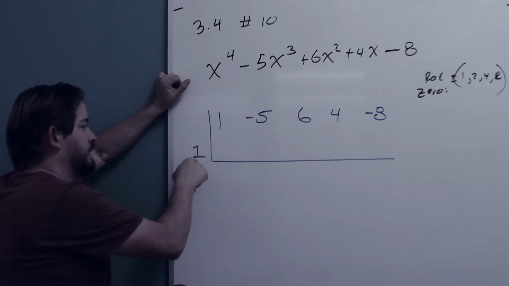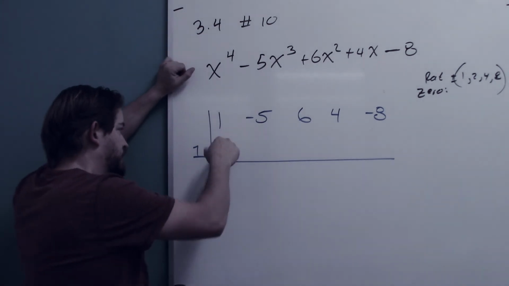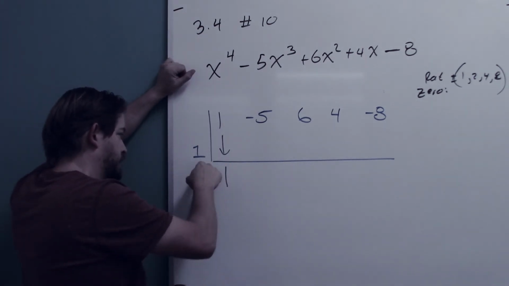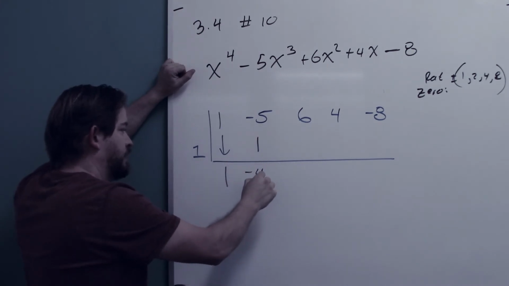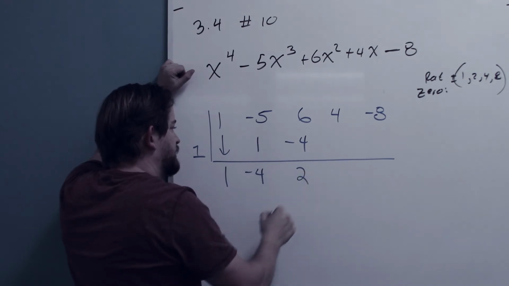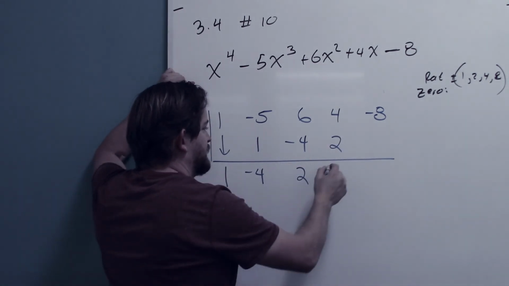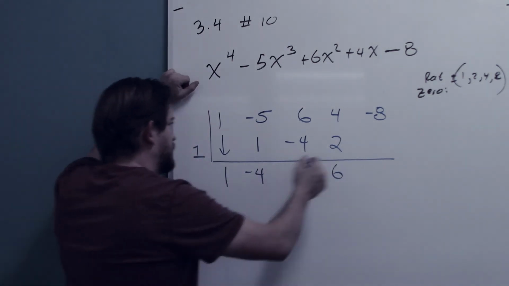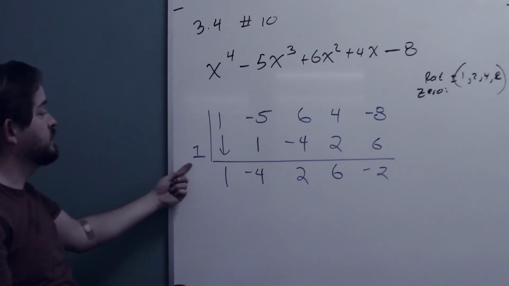I'm going to throw in 1 here. That means I'm trying to divide out a -1, right? So this 1 drops down. 1 times 1 is 1. -5 plus 1 is -4. Times 1 is -4. 6 minus 4 is 2. 1 times 2 is 2. 4 plus 2 is 6. Times 1 is 6, and that gives me -2. All right? So it's not 1.